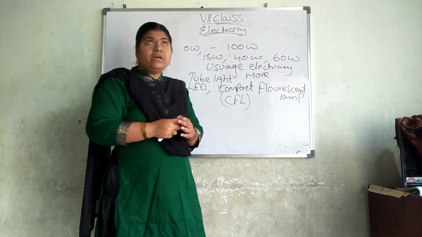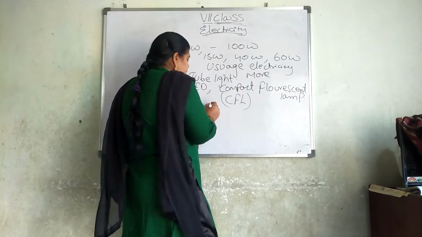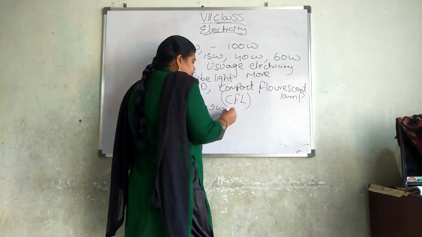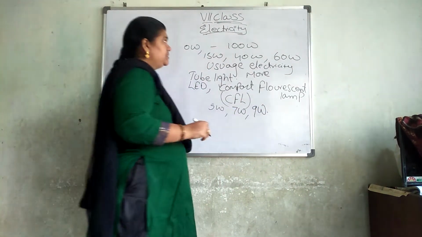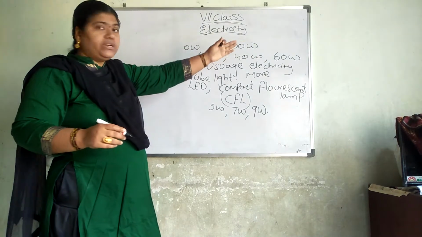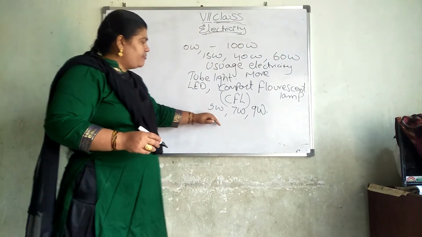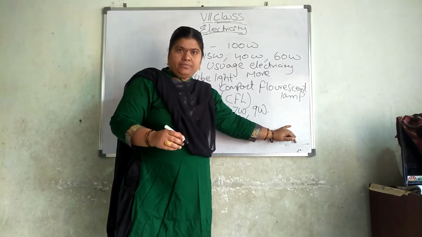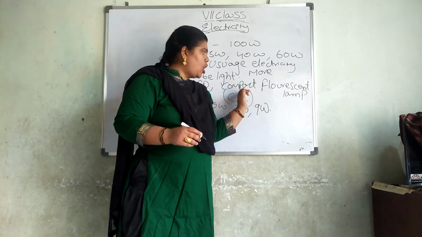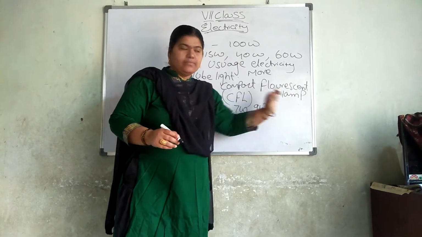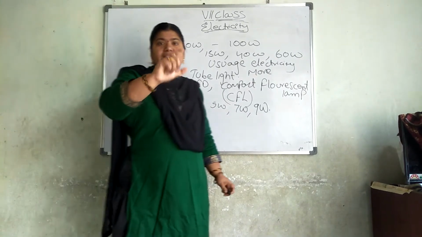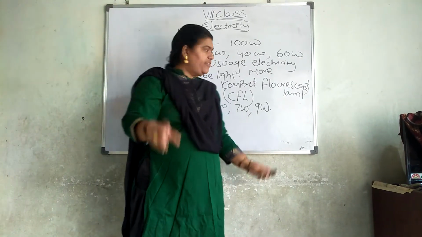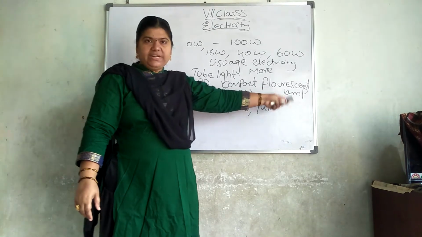How we are getting them in this form, and how they will be in 5 watts, 7 watts, 9 watts, like this. See here 100 watts, 15 watts, 40, 60. Here how we are getting 5, 7, 9. Compact. What is that? Compact fluorescent lamps. What is the short form? He will ask for us in the exam, expand CFL. Expand CFL means compact fluorescent lamp.